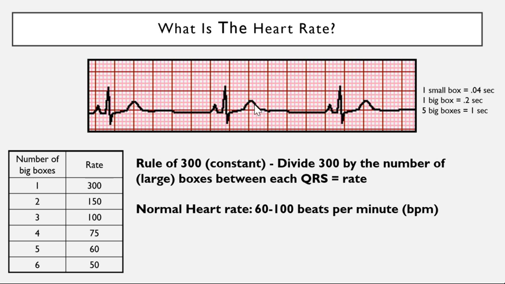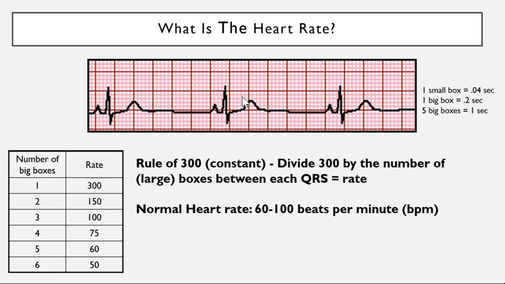So all you do is look at the QRS complex, from QRS complex to QRS complex, and count the large boxes in between the 2 different peaks, 1, 2, 3, 4, 5, 6. You can theoretically pick any points along the wave, but QRS complexes seem to be pretty easy. All you do is divide 300 by the number of large boxes to determine the heart rate. Does that make sense? For instance, this would be 300 divided by 6.